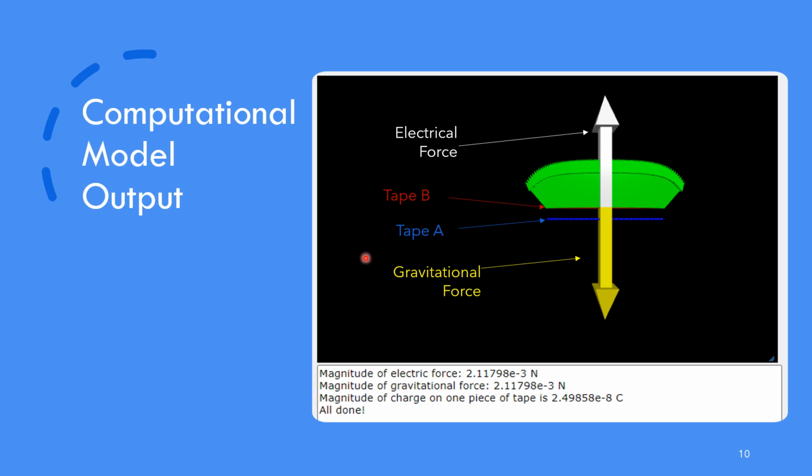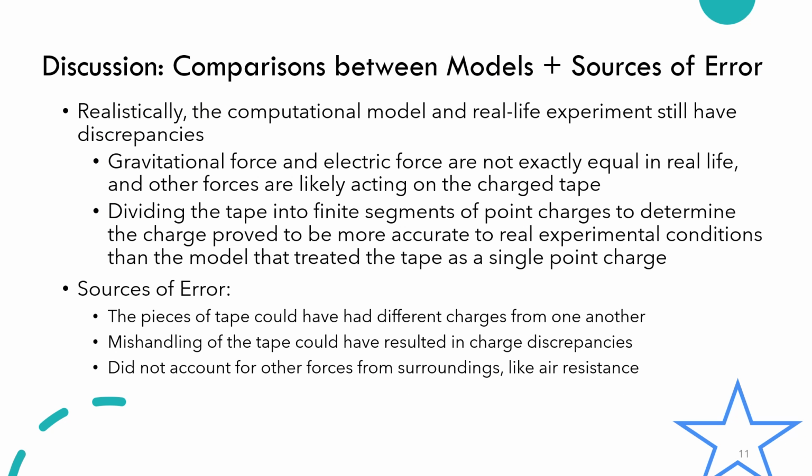Here's the output free body diagram from our code, and notice that the magnitude of the electric force and the magnitude of the gravitational force are equal, because F net on the tape is equal to 0. And here again is our magnitude of charge on one piece of tape that we determined through trial and error. As for our comparisons between models, realistically the computational model and the real-life experiments still have discrepancies, even with this new improved computational model. Gravitational force and electric force are not exactly equal in real life, and other forces are likely acting on the charged tape. Dividing the tape into finite segments of point charges to determine the charge proved to be more accurate to real experimental conditions than the model that treated the tape as a single point charge.